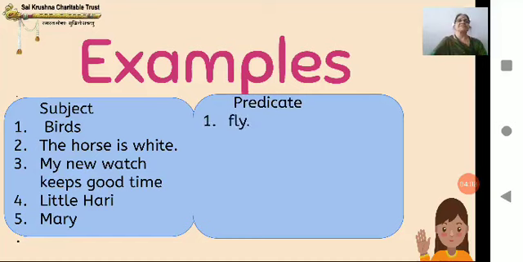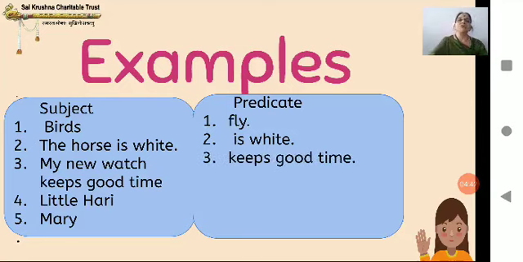Let's see what a predicate is then. Look at the sentence. Birds fly. Who flies? Birds. Are you all understanding? A sentence is complete only when I put the subject and the verb, predicate combination. Birds fly. The horse is white. Now what is the part? The horse is the subject. Is white is the predicate.